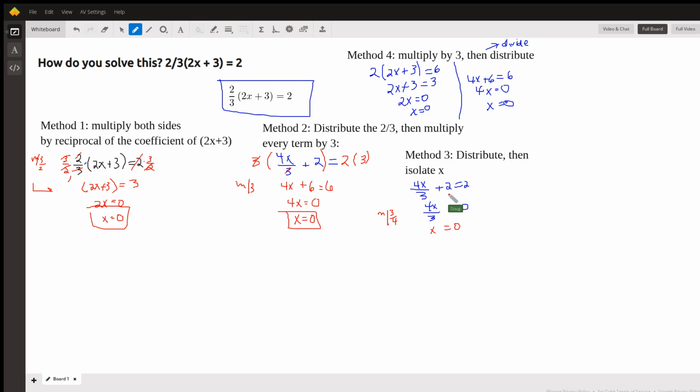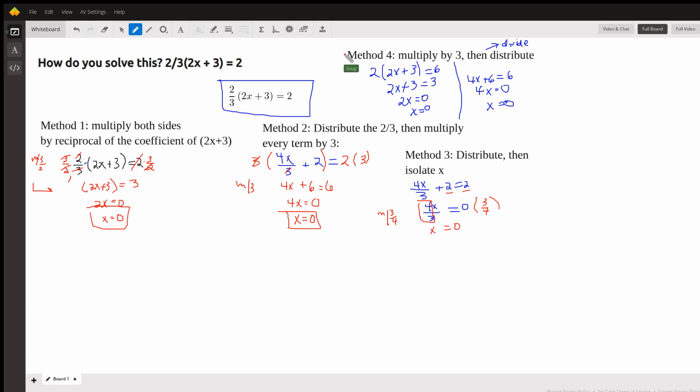Another way is to go ahead and distribute, just like we did in the previous method. And then notice that there's 2's on both sides. If you subtract 2, you get 4x over 3 equals 0. You can say I'm going to now multiply both sides by the reciprocal of the coefficient of x, which is actually a numerical coefficient. We multiply both sides by 3/4. 3/4 times 0 is still 0. You get x equals 0.